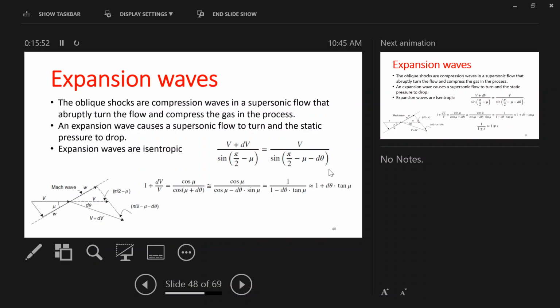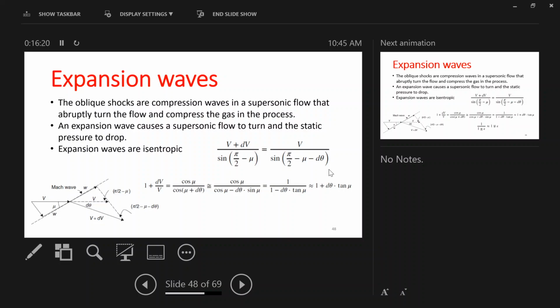Is there anyone who can explain this relationship to me? What happened here? Cosine of mu plus d theta is equal to cosine of mu minus d theta sine of mu. Don't worry about it. It's just a mathematical relationship, right? I'm pretty sure if you think about it, you will figure it out.